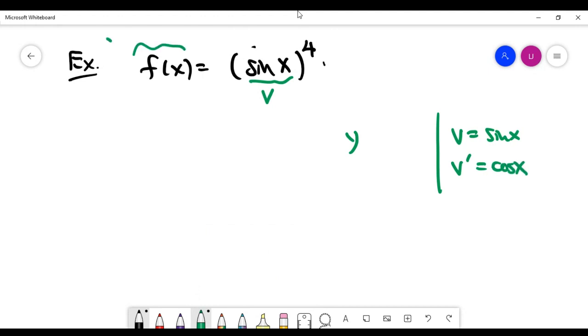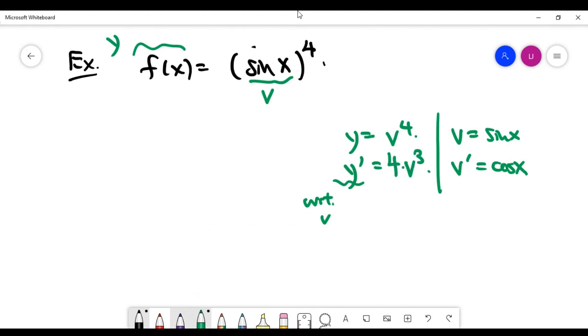And let's say the original function, we call it y. Y now is the same as v to the power 4. And of course, y prime with respect to variable v is the same as, by power rule, 4 times v to the power 3.